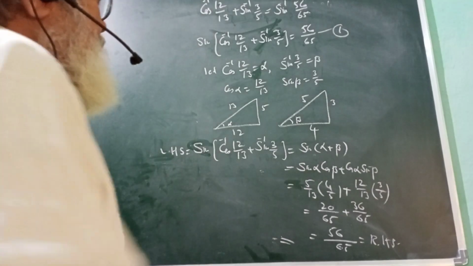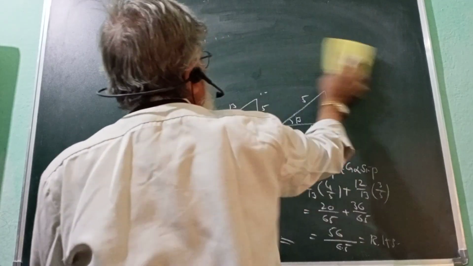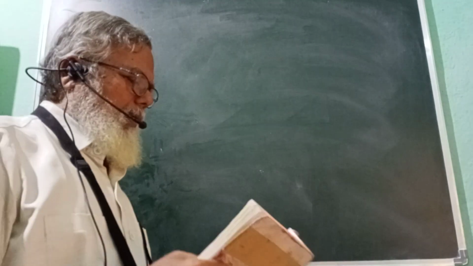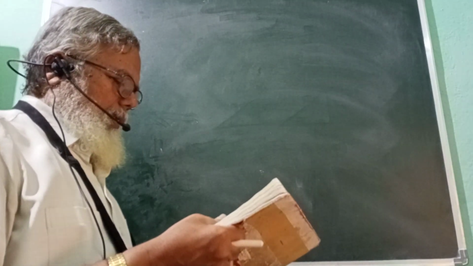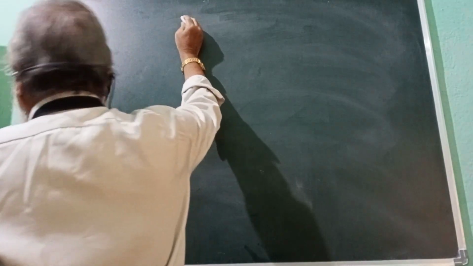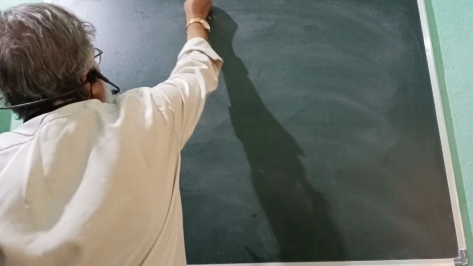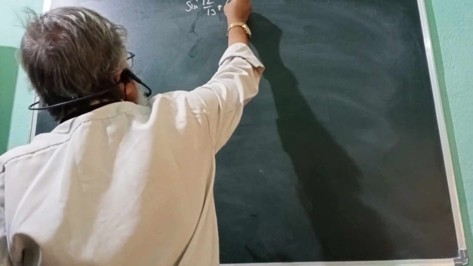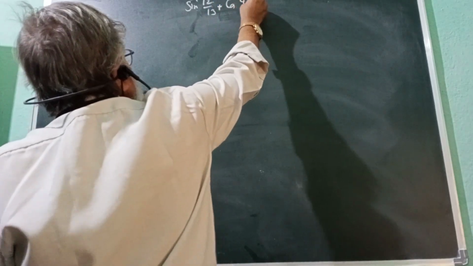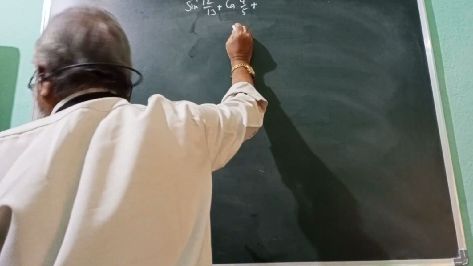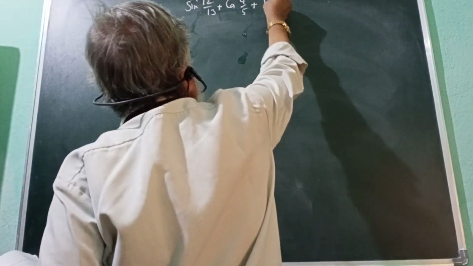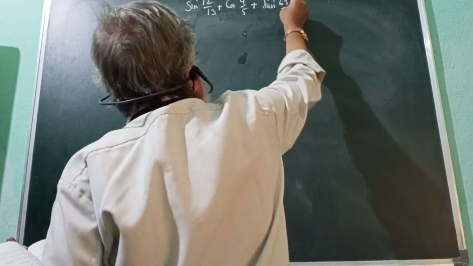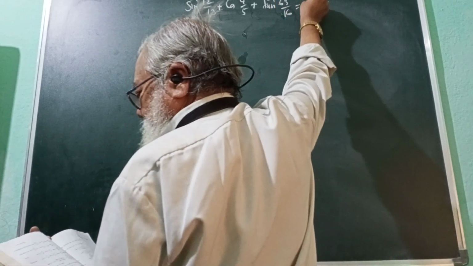Next problem. Sine inverse 12 by 13 plus cos inverse 4 by 5 plus tan inverse 63 by 16 is equal to pi.